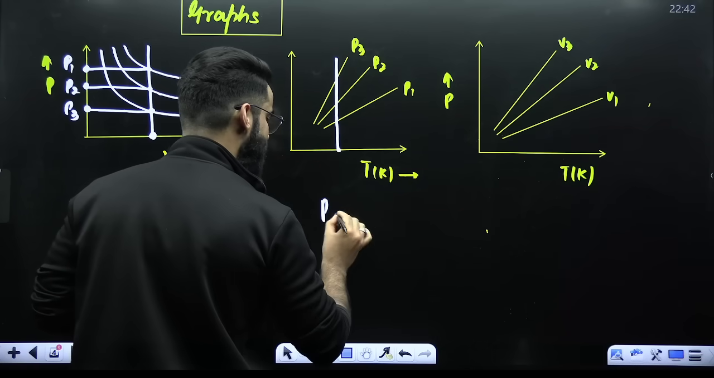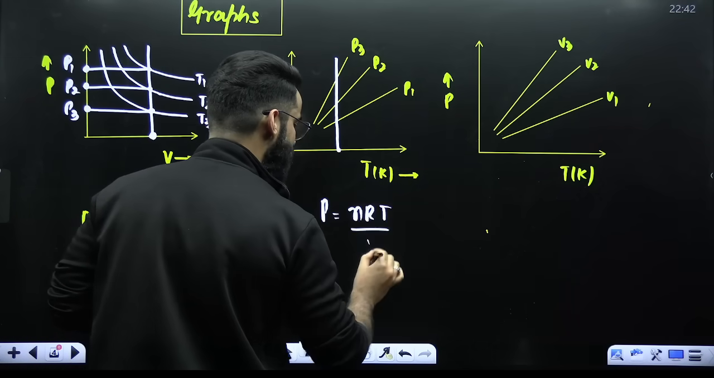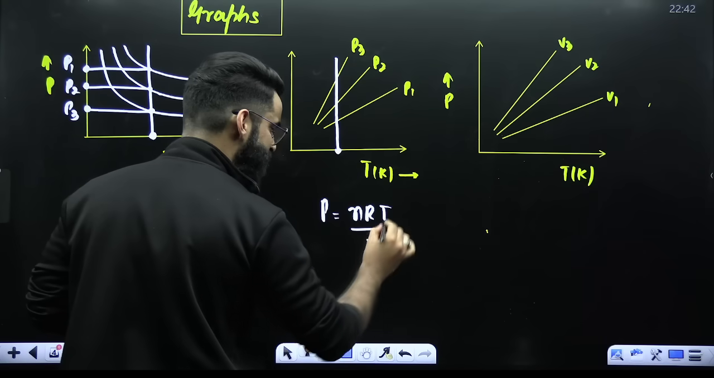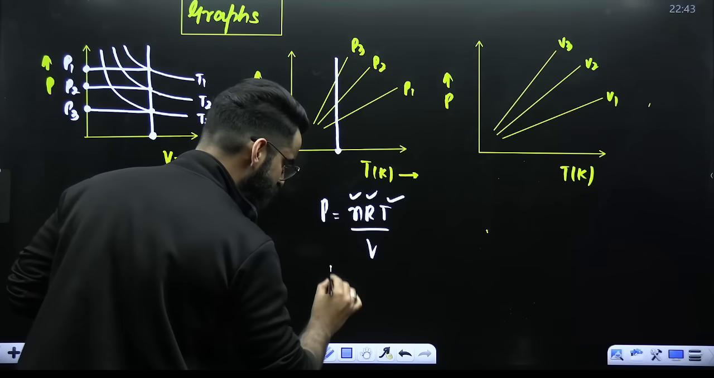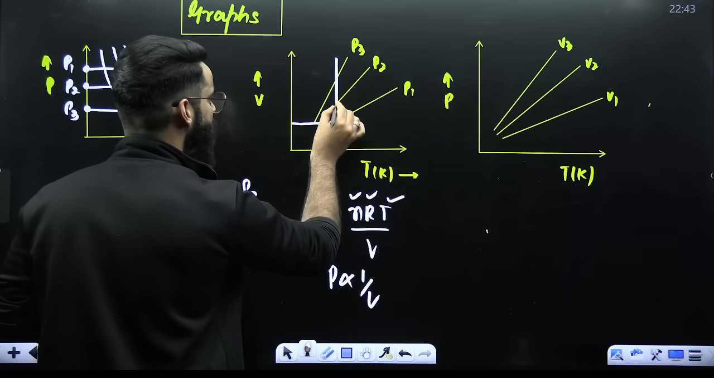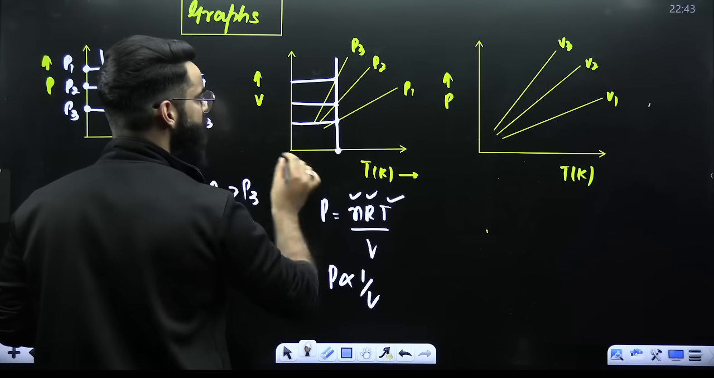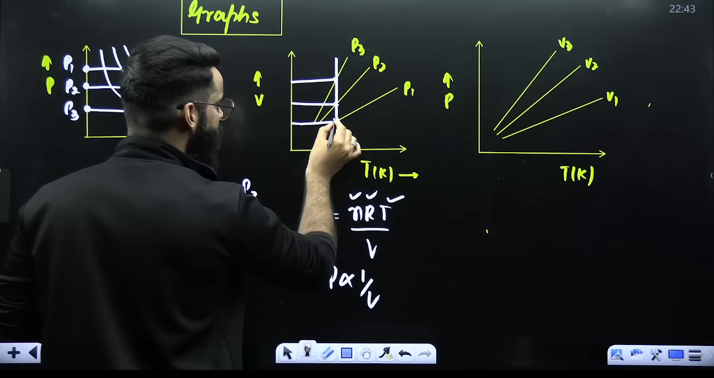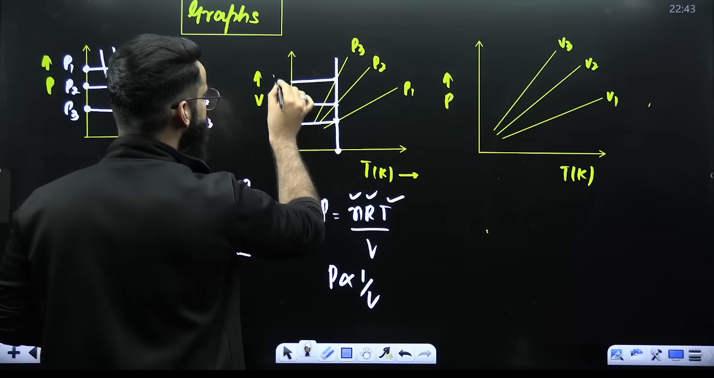Since you are drawing a straight line, P is equal to nRT divided by V. Since you are drawing a straight line, that means you are keeping temperature constant. N is constant, R is constant. So pressure is inversely proportional to volume here. So my dear students, get the corresponding volumes over here. Get the corresponding volumes over here. So volume corresponding to pressure P1 is V1, this is V2, this is V3.